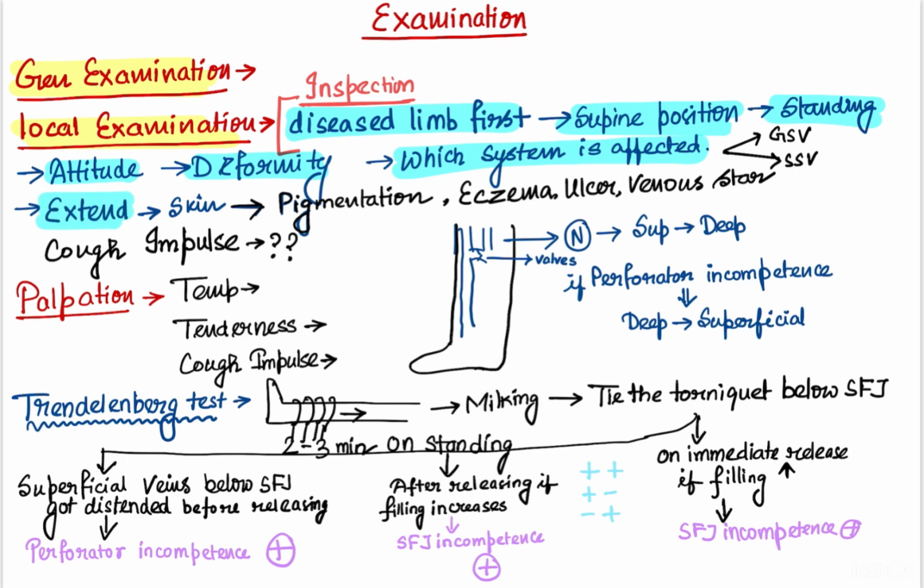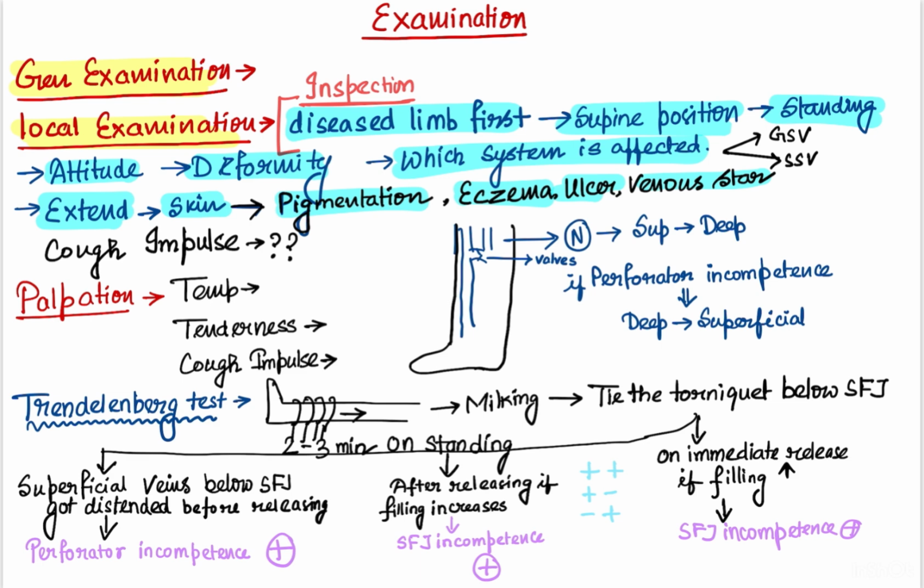We will check the extent of the swelling, like if it is extending from the foot to the knee, or from knee to the hip joint. So we have to also mention the extent of the swelling. Now we have to look for the skin, if there is any pigmentation, eczema, ulcer, or venous star.